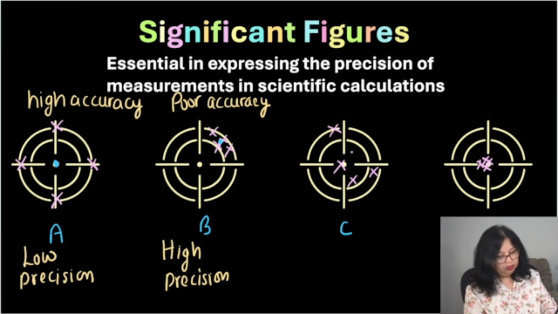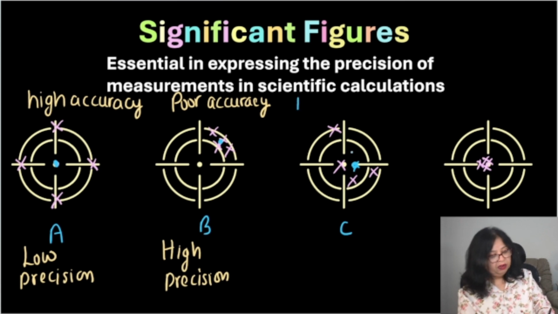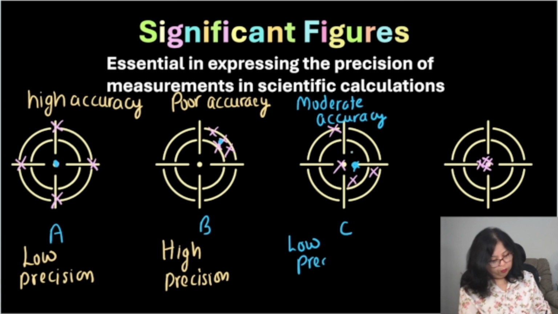I would say the average would probably be somewhere over here. Over here. So yeah, it's kind of not too far from the target, but still it's not very accurate. Kind of moderate accuracy. But if you talk about precision, this one has low precision.